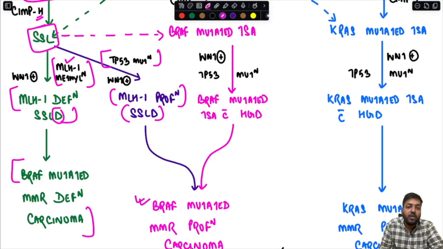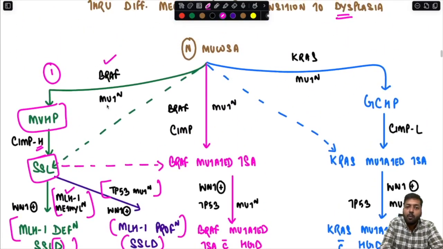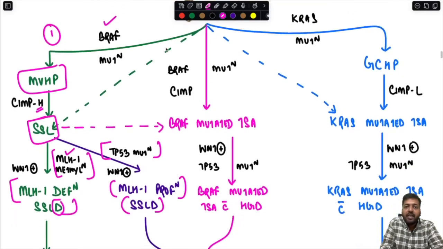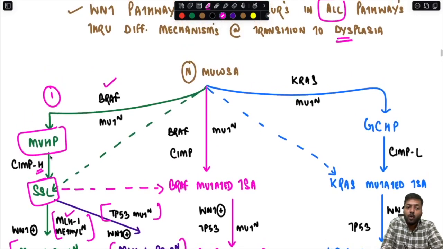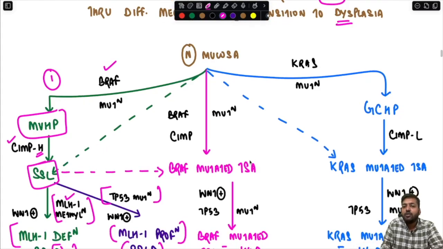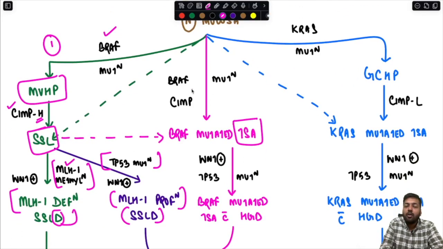Okay, MMR proficient carcinoma. Now this is one pathway: the normal mucosa, via the BRAF mutation, can form SSL and then go via this pathway. But remember, over here the phenotype is the CpG island methylator phenotype, high type. Whereas the normal mucosa can also give rise to a BRAF mutated traditional serrated adenoma, or TSA. Over here also there is a CpG island methylator phenotype, but it is not the high type. It is just a CpG island methylator phenotype.